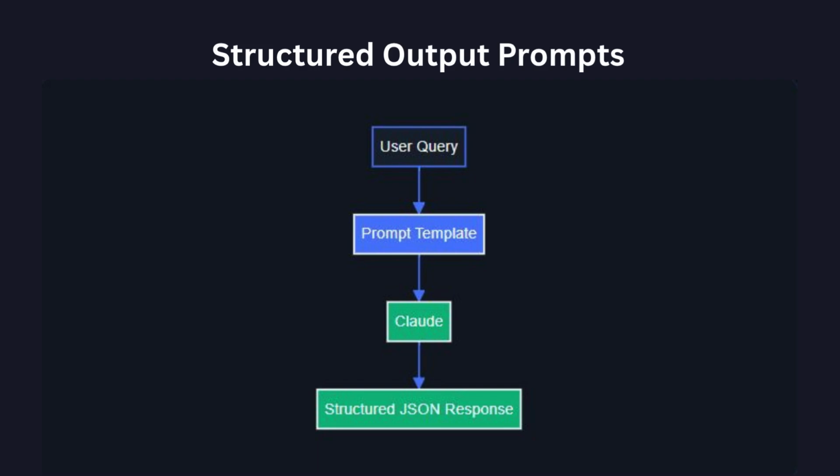By defining a strict output format, such as JSON, the model can produce machine-readable responses. This makes it easier to parse the output and use it in APIs or automated workflows. In production systems, structured outputs are often required rather than free-form text.